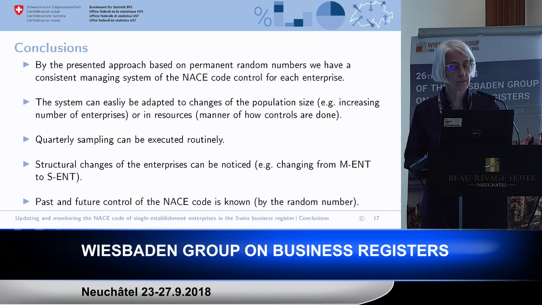Quarterly sampling can be executed routinely. Structural changes of the enterprises can be noticed, for example, changing from multi-establishment enterprise to single-establishment enterprise. And past and future control of the NACE code can be known because of the random number.